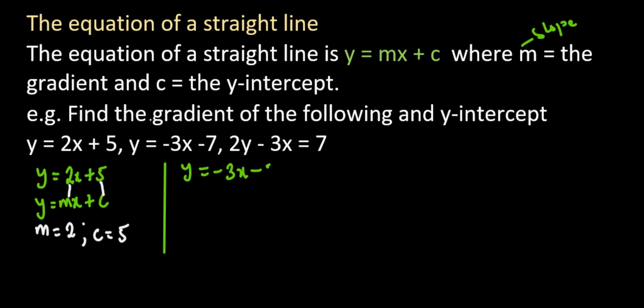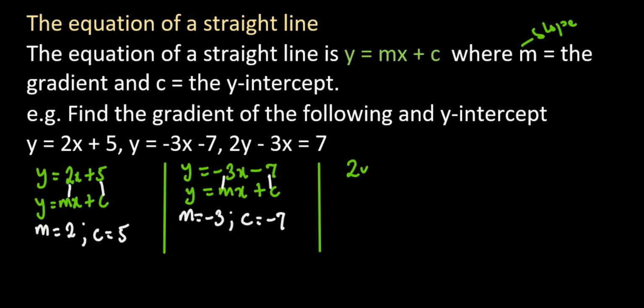The second one, y is equal to minus 3x minus 7. We also write the formula for the equation of a straight line, mx plus c. So m is equal to minus 3 and c is equal to minus 7 rather. Sorry for that.